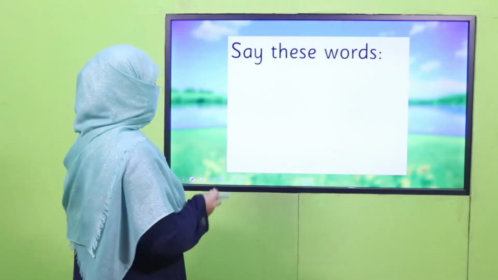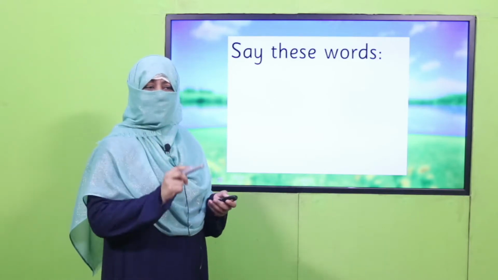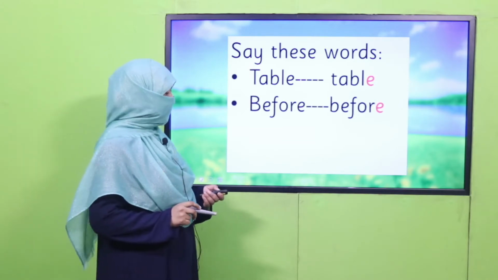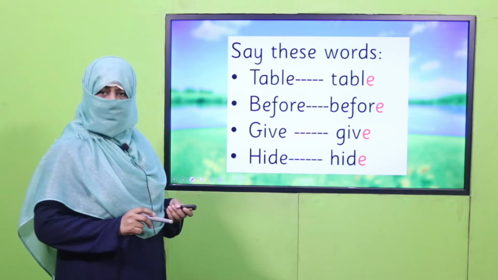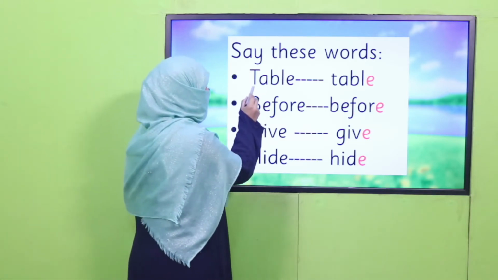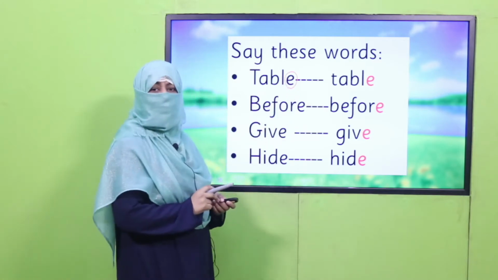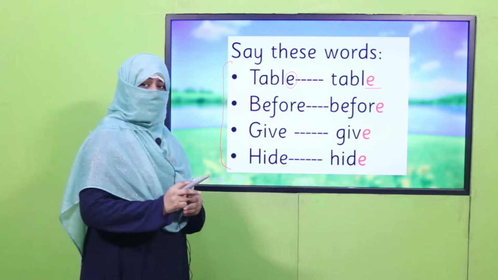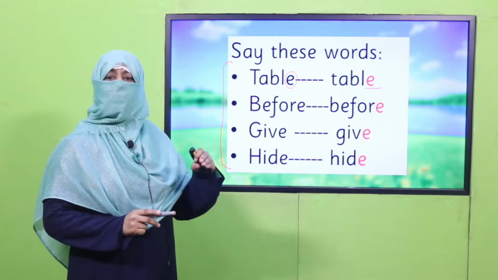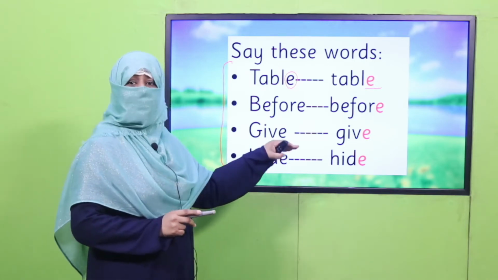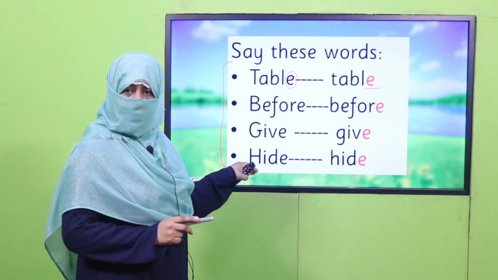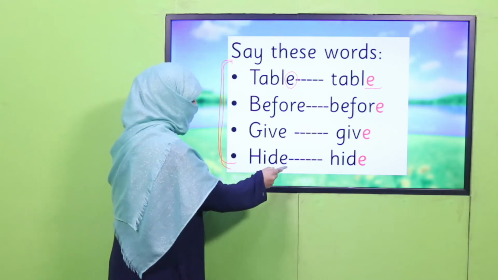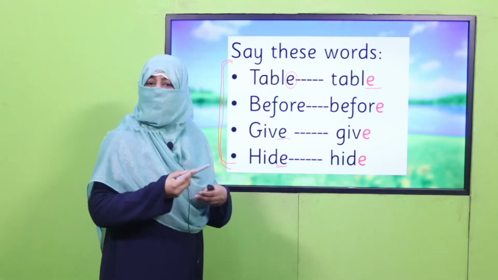And today, what we are going to practice, silent letters. So say these words with me. Table, before, give, hide. Have you noticed all these words are ending on E, but we don't say this E. This E is silent in all these words. Though there is a function of this E, inshallah, in grade 4, I'll teach you what is the effect of this silent E on this word. But for now, as we are focusing on silent letters, it's enough for you to know that this letter E is silent. And you have read these words many times.